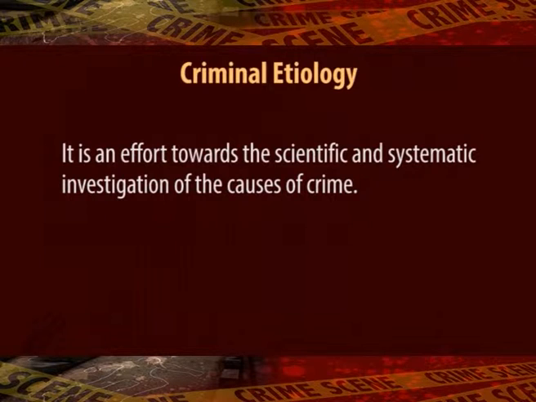Next is criminal etiology. It is an effort towards the scientific and systematic investigation of the causes of crime. The word etiology means the origin. Here, the focus is on the reason behind committing crime. In other words, etiology of crime takes into consideration all the factors and situations that have contributed in the cause of crime.